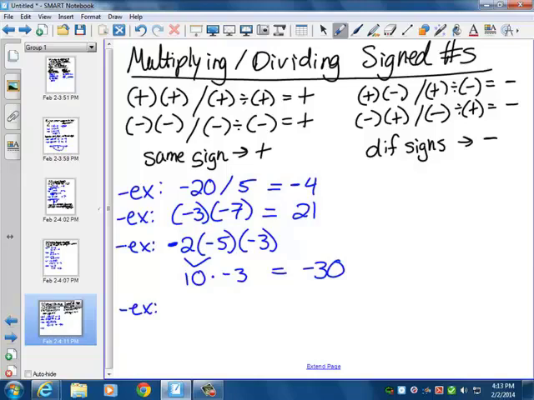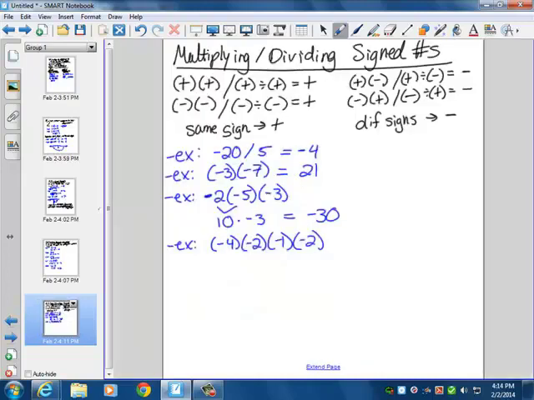Or how about negative 4 times negative 2 times negative 1 times negative 2. So negative 4 times negative 2, that's going to be positive 8. I'm just going to bring everything else down. 8 times negative 1 is negative 8. Negative 8 times negative 2 is going to be a positive 16.